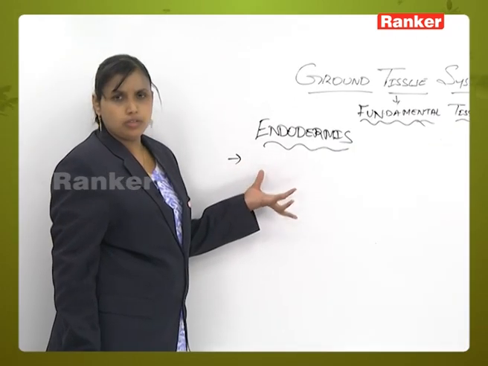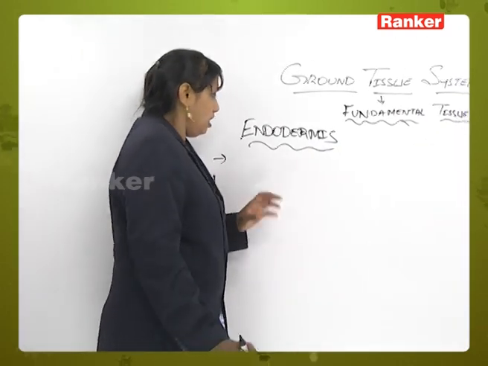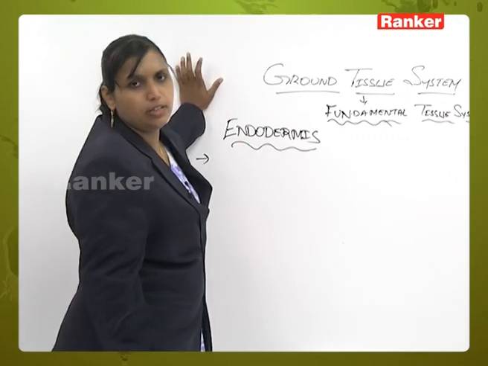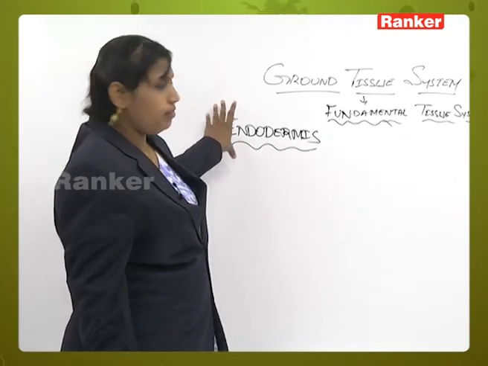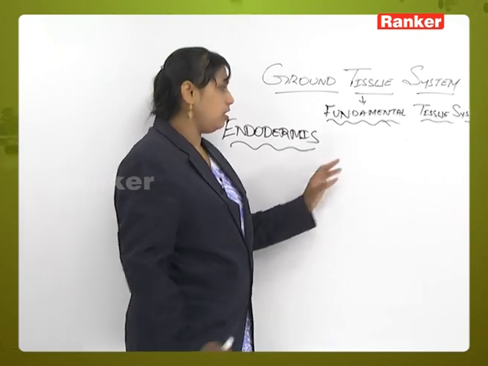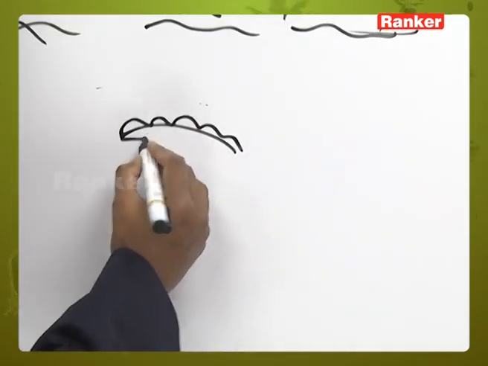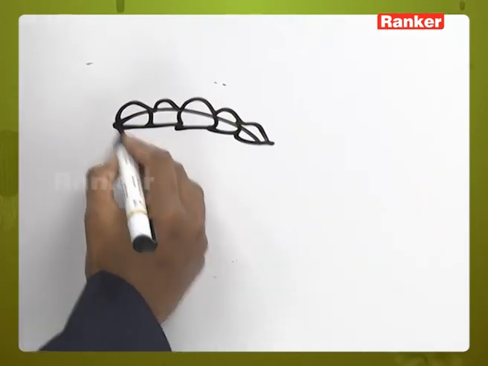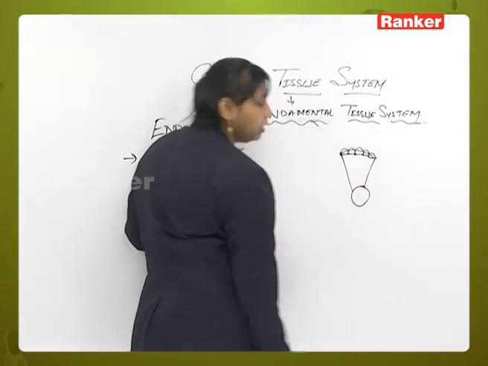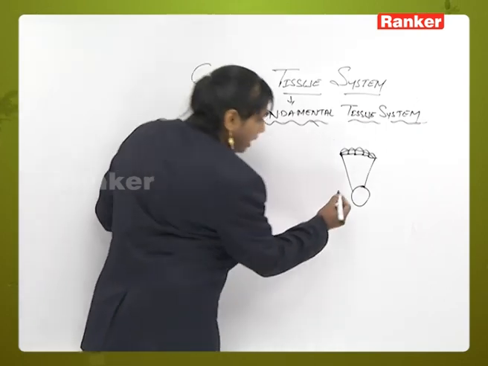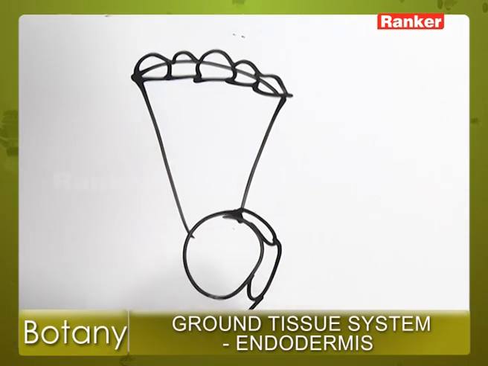Another layer which we will be talking about now is the endodermis. What is endodermis? Where do you see the endodermis? The endodermis is a layer which is separating the stele from the cortex. For example, in a TS, this is the cuticle, this is the epidermis, this is the cortex, and this will be the stele or vascular bundle.